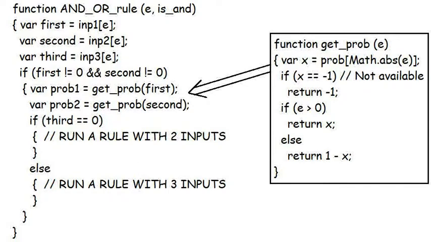We can't just read the probability straight from the prob array, as first and second might be negative. For this reason, we need a special function, getProb, to extract that probability. If the array index is negative, then the value returned is the probability of not the input, i.e. 1 minus the probability stored.